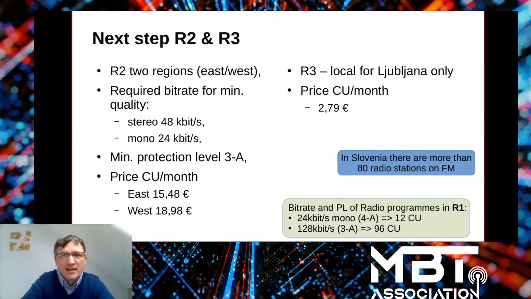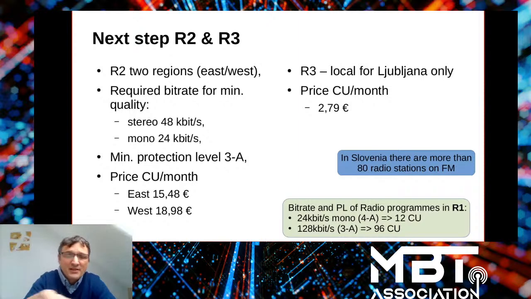So here I have the prices written. You can see them because we are a public company. Prices are public. Interestingly, R3 is a network which is for Ljubljana locally only. And there you have prices of less than €3 per capacity unit. So if you go with some average quality, maybe 40 capacity units, this means it is very cheap to transmit in Ljubljana on DAB+.